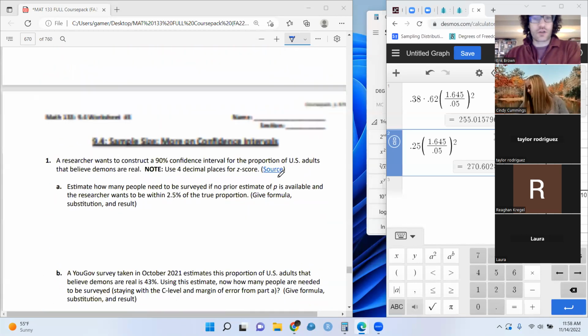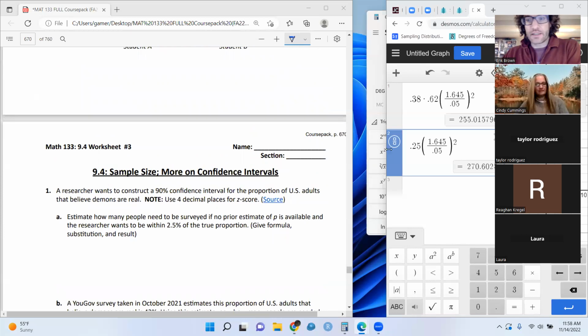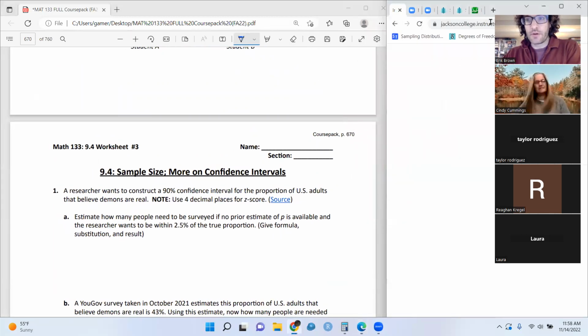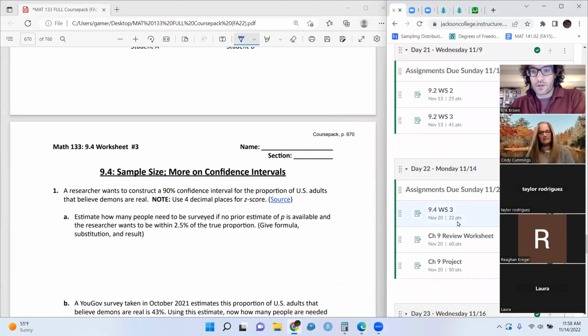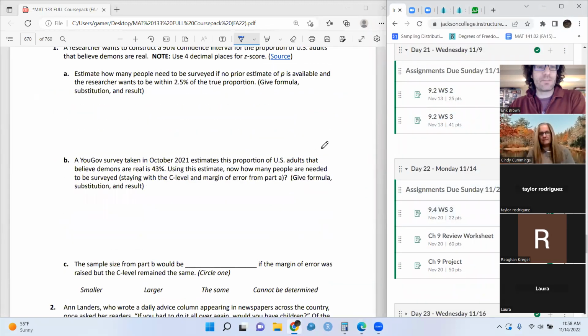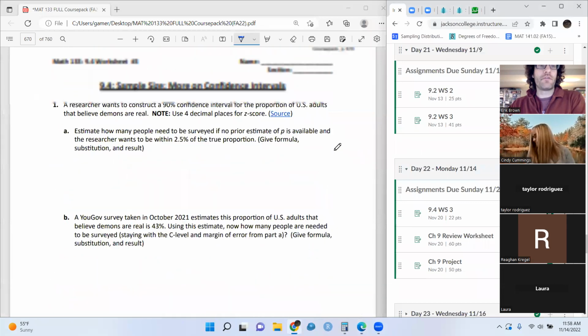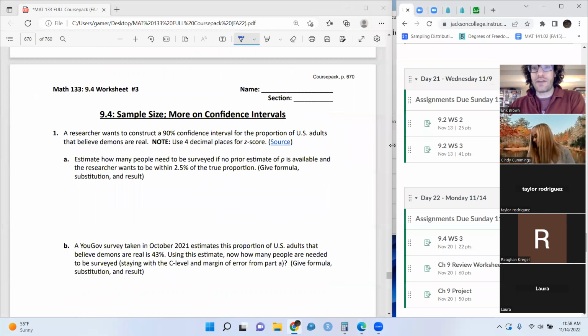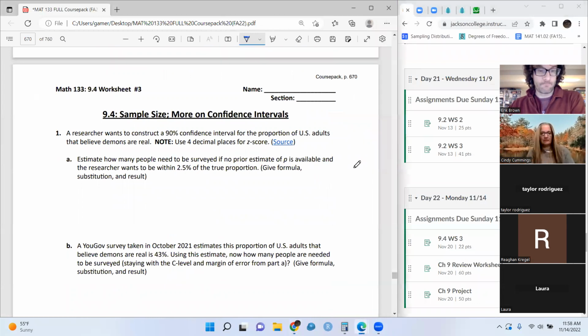Let's jump to the next worksheet. This is the 9-4 number 3 worksheet. Let me make sure I'm picking the right one. Good. This is it. Same stuff. I'm going to give you 5 minutes to do number 1. This is where hopefully you're feeling confident and you can do this without any help. So remember, number 1, figure out, is it a proportion or a mean? And then number 2, figure out what they're asking you, which usually means find the formula. So let's do 5 minutes.